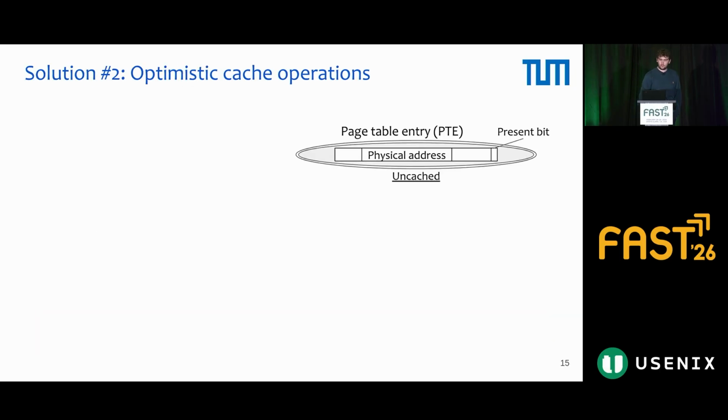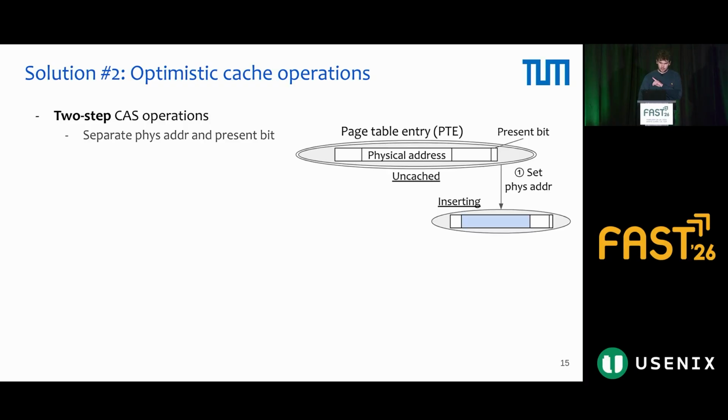Well, to address this challenge, uCache uses optimistic cache operations, and especially we leverage our access to the page table to modify the page table entries, or PTE, in 2 steps. Let's see how it works. Starting from the initial state of a page, when it is uncached, when a thread handles a page fault, it first allocates a physical page and tries to map it to the PTE using a normal compare and swap operation. After finishing the initialization, for example, after reading into it, it can flip the present bit, which makes the page visible to the rest of the system.